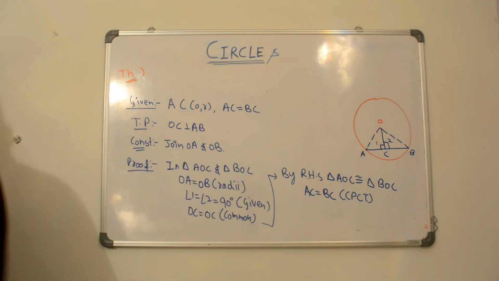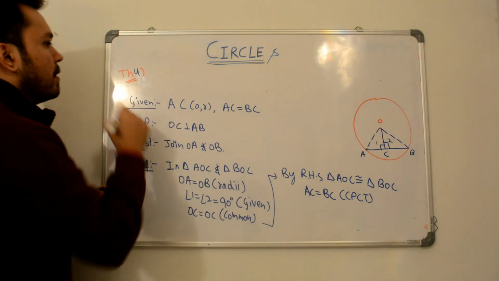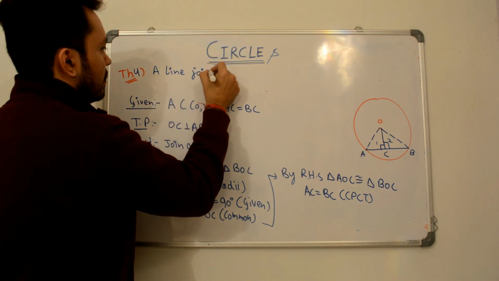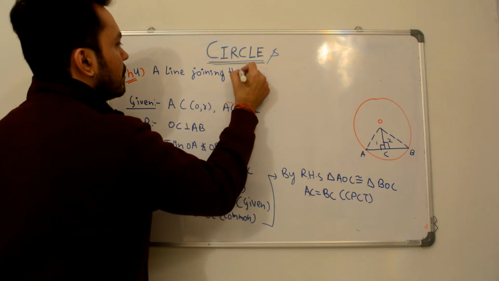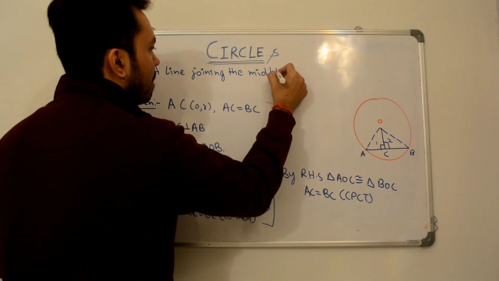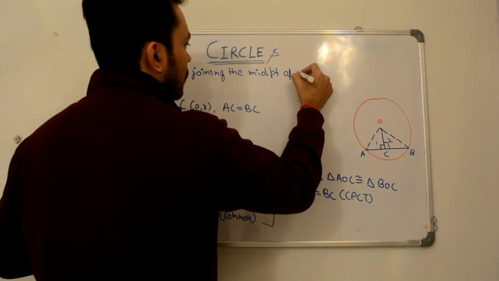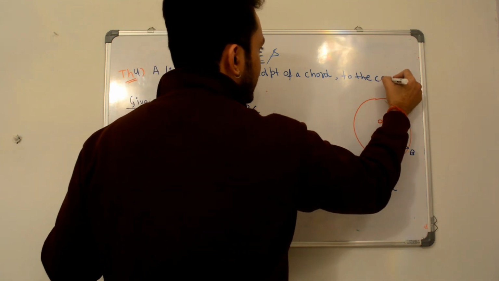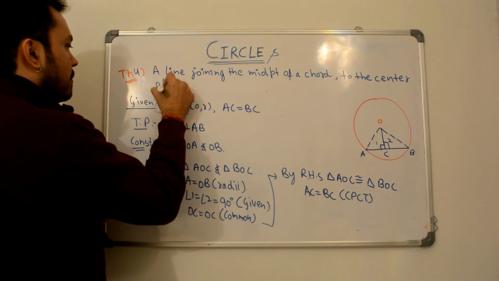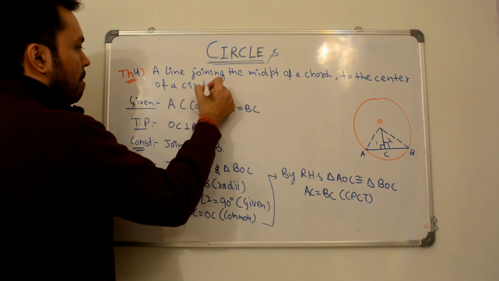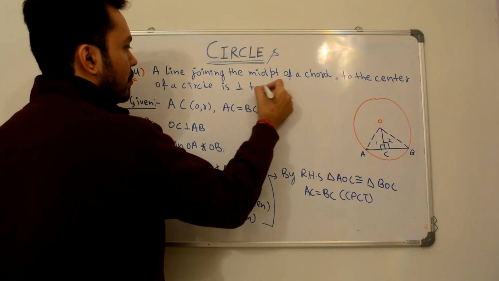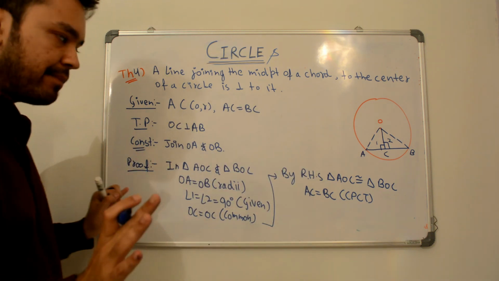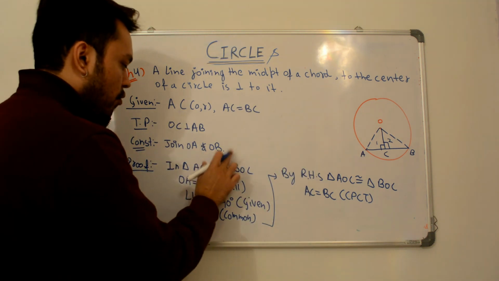Theorem number 4. A line joining the midpoint of a chord to the center of the circle is perpendicular to it, right? The diagram will again be the same. Join OA and OB, same construction.